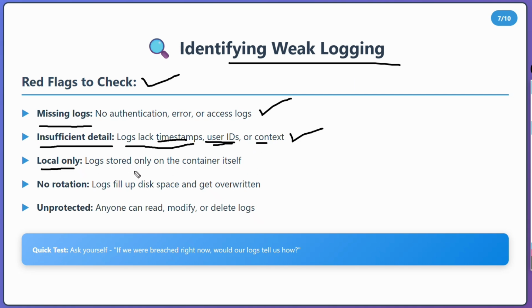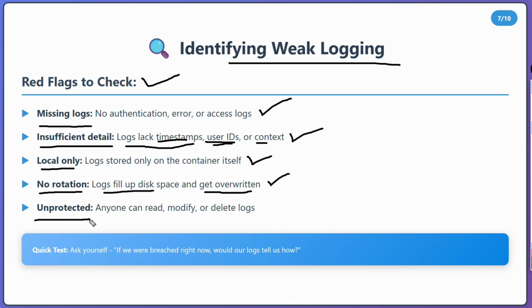Okay, and the third point was local only. That means logs stored only in the container itself. If the logs are stored inside a container, they will be lost when the container crashes or restarts. Always make a habit of sending your logs to external systems or mounting your volumes. Okay, and no rotation. That means logs fill up disk space and get overwritten. Without log rotation, your disk fills up and older logs get deleted. It's a best habit for storing logs as evidence for future response.